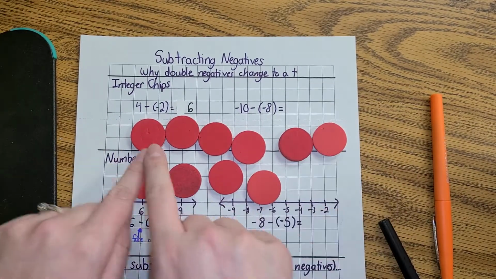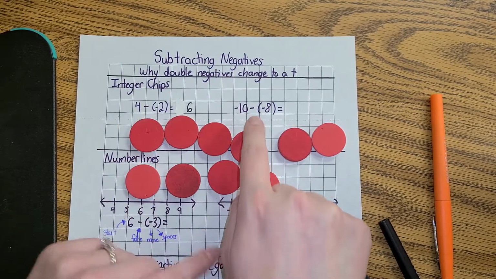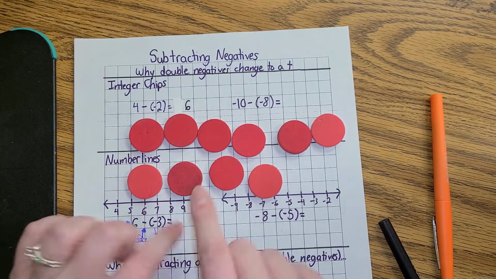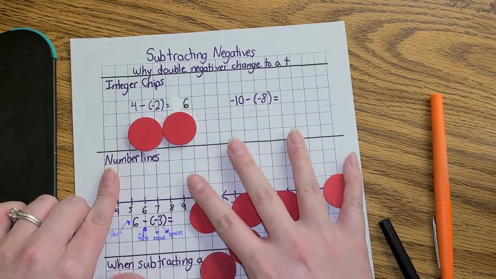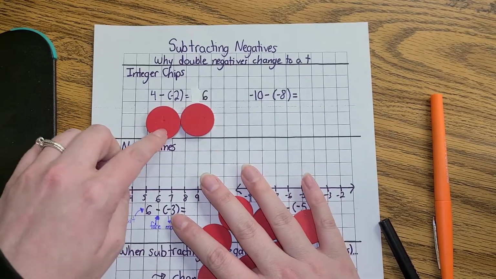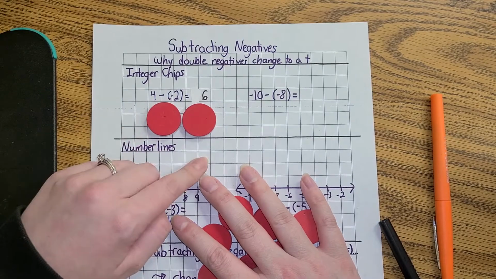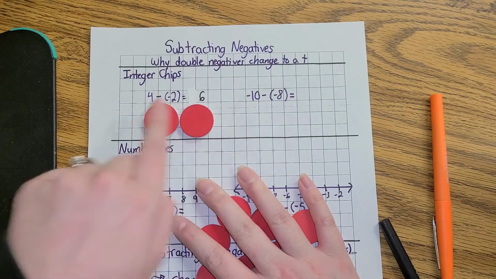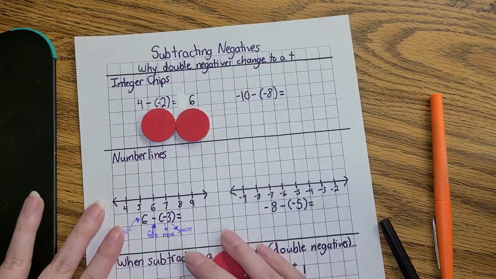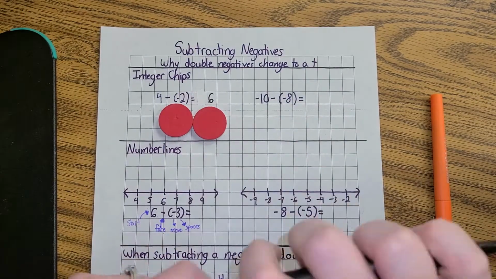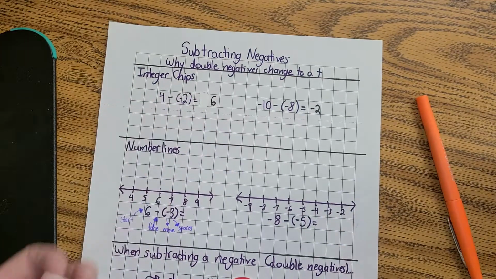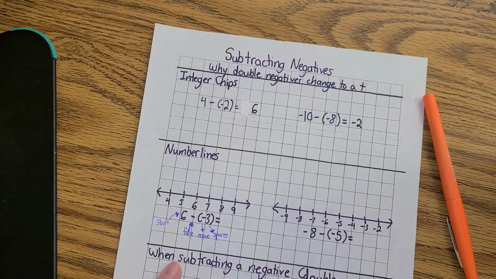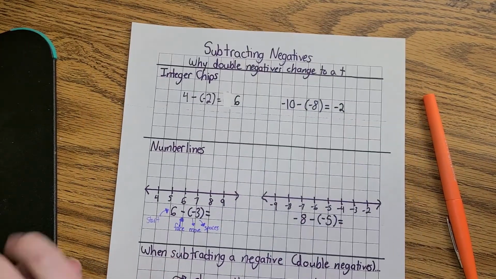If that's confusing to you, I have 10 reds, 10 negatives, and I'm going to take away 8 negatives, okay? So I'm going to go 1, 2, 3, 4, 5, 6, 7, 8. All right, I didn't need to add 0 pairs because I already had the negatives. I didn't need any positives to take away. I needed just to take away those reds. So just like normal, it is 2 negatives, -2. All right, we're going to look at this also on number lines.